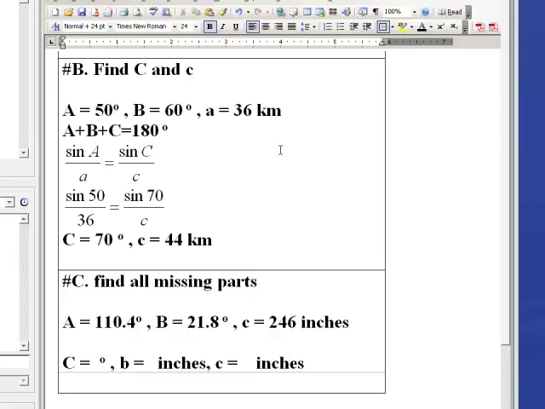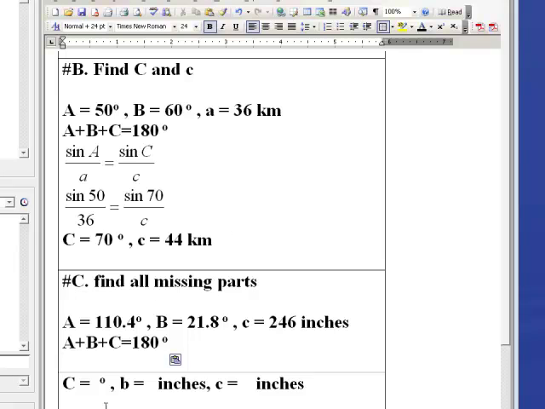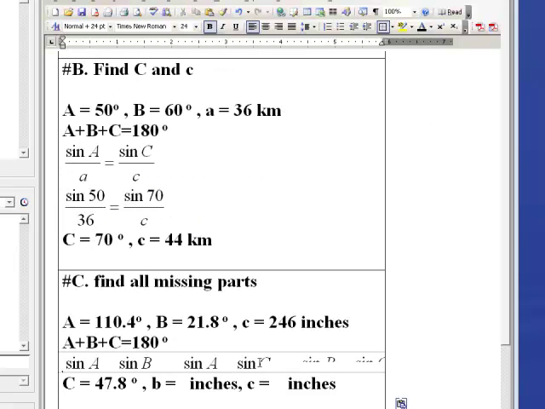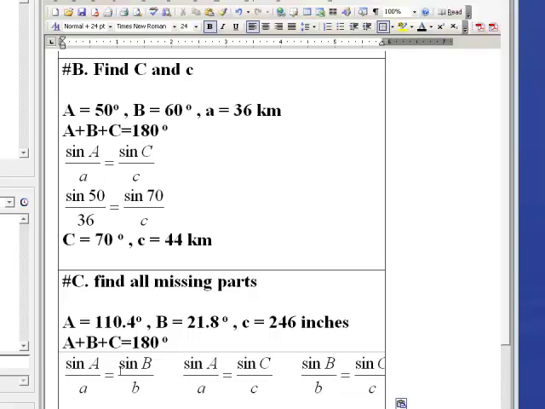And next one here, find all missing parts. So again, very straightforward, A plus B plus C equals 180 degrees. So C will come out to, let's see, 110.4 plus 21.8 equals 132.2, subtract that from 180, comes out to 47.8 degrees. Okay. The side then comes out to, well, we're going to grab these equations here. And I will have to see which one we need. For example, we have the side c given. That seems to be the only one, which means we're looking for side a down here.